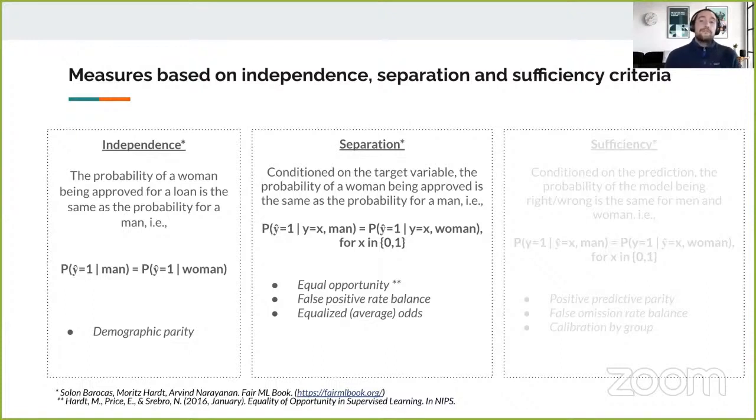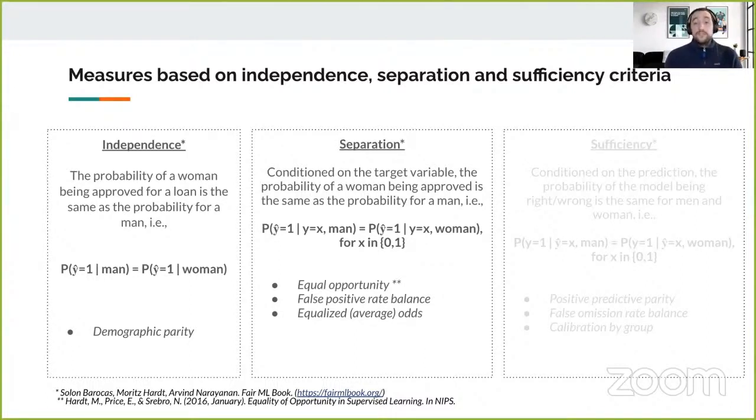Separation tries to address this by focusing on conditional probabilities. Separation requires that, conditioned on the target variable, the probability of a woman being approved is the same as the probability for a man. A few established metrics fall into the separation bucket. For example, equal opportunity and equalized odds. I'll go into this in a bit more detail in subsequent slides.